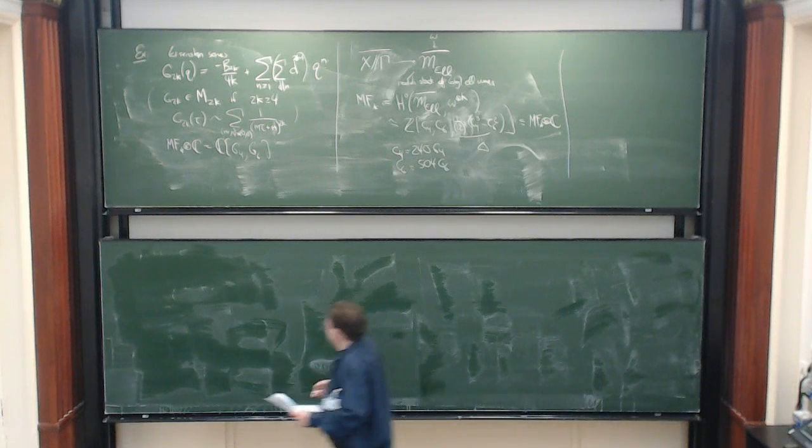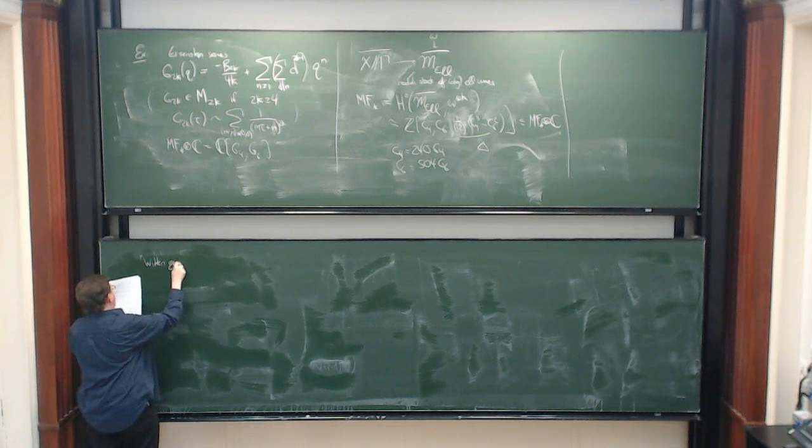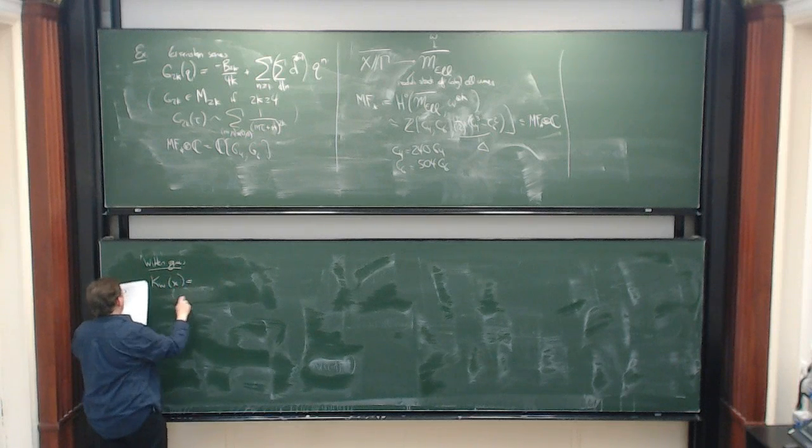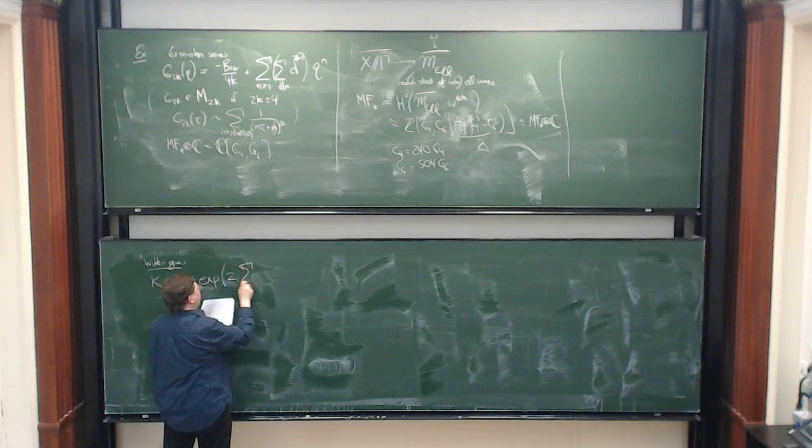So this is the Witten genus. It is associated to the characteristic series given by the following formula. It's the exponential of a series.